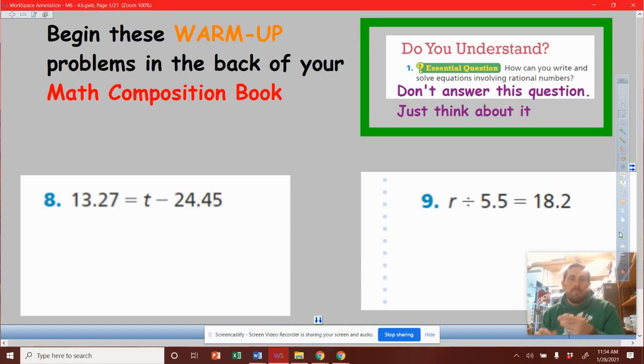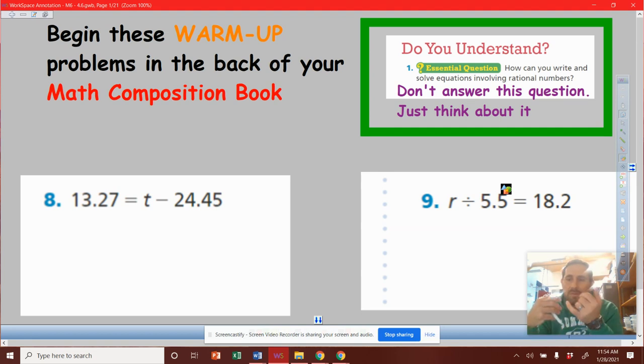All right, let's take a look at our warm-up. You got this "Do you understand?" question up here. How can you write and solve equations involving rational numbers? But I don't want you to answer this. I just want you to think about it. Well, what are rational numbers?